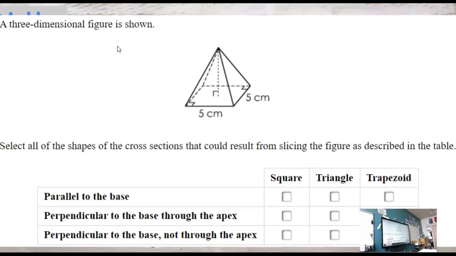I think the next one is on your paper. Yeah, guys, try this one if you didn't get to it. Take a moment. I want you to take a risk on your own. Remember what words like parallel and perpendicular mean? Parallel means the same, right? Perpendicular means they make a right angle. So parallel versus perpendicular. Parallel to the base, so the same as the base.